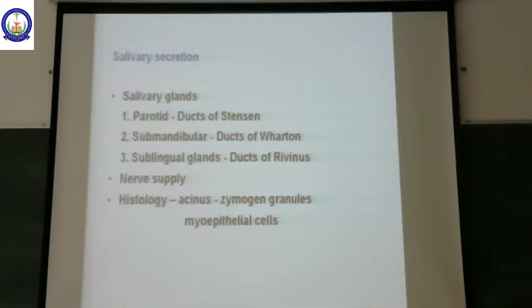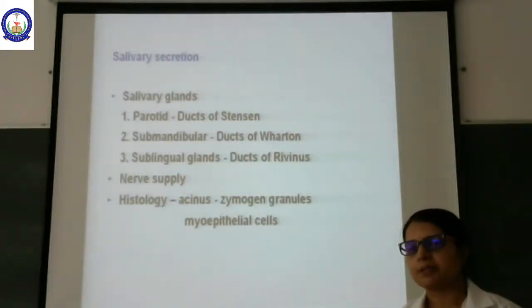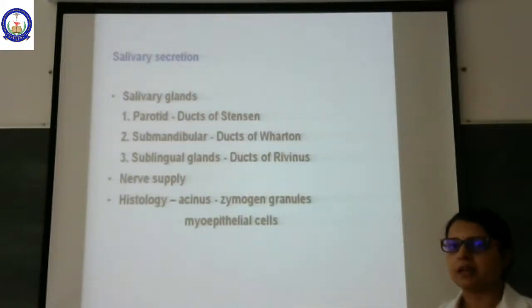Coming to the salivary secretion, as we have already learned, the parotid gland will release the secretion through the duct of Stenson, the submandibular gland with the duct of Wharton, and the sublingual gland with the duct of Rivinus. Nerve supply is by both the parasympathetic and sympathetic nervous system. Always remember the parasympathetic will increase the secretion of salivary juice.